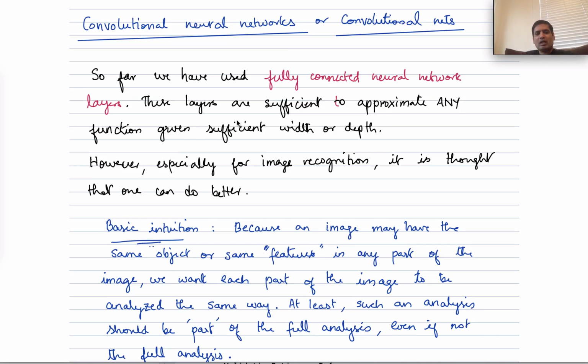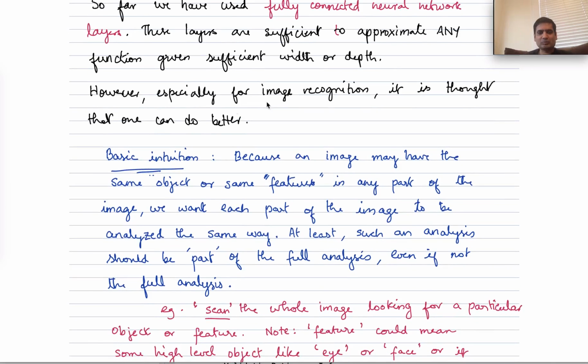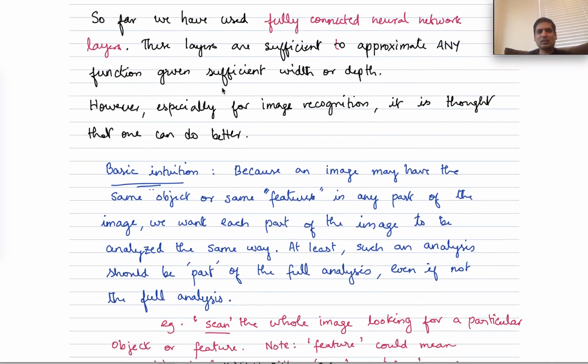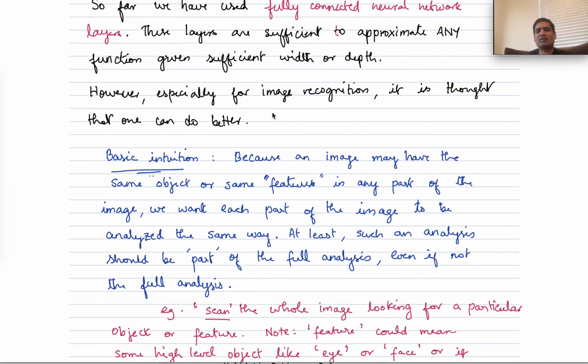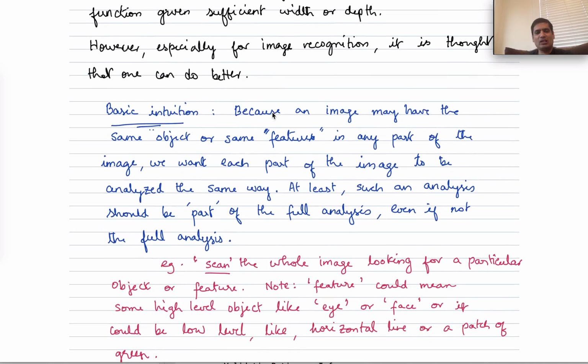However, especially for image recognition, it is thought that one can do better. Not in terms of the flexibility of the neural network, of course, because fully connected layers give you the greatest flexibility because everything is connected to everything else, and what else can you ask for? But potentially we can change the architecture to make the neural network somehow more effective or efficient.